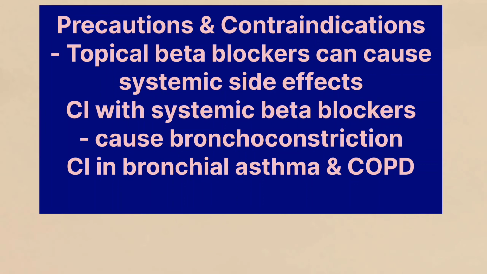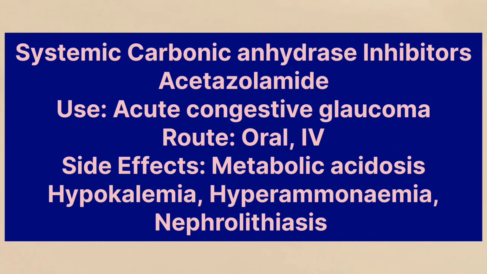The next group is carbonic anhydrase inhibitors, which can be classified as systemic and topical. The systemic carbonic anhydrase inhibitor is acetazolamide. It is useful in acute congestive glaucoma. The route is oral or intravenous and the side effects are metabolic acidosis, hypokalemia, hyperammonemia and nephrolithiasis. The topical carbonic anhydrase inhibitors are brinzolamide, dorzolamide. They are used in open angle glaucoma. The side effects are transient myopia, periorbital dermatitis and corneal edema.